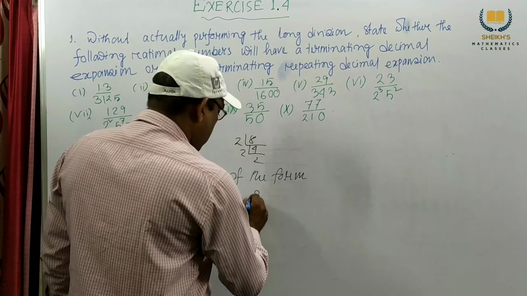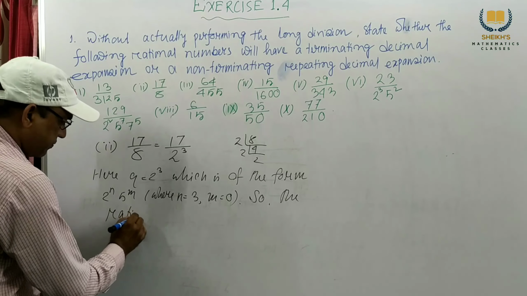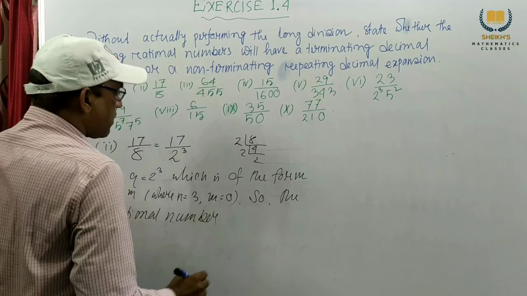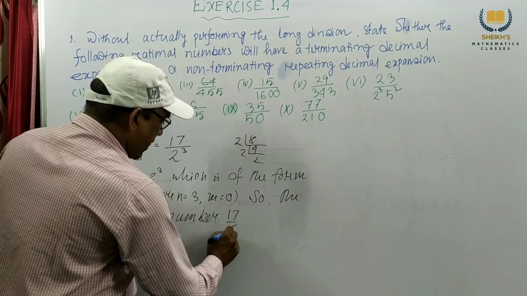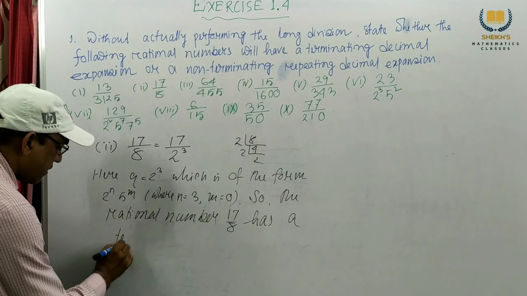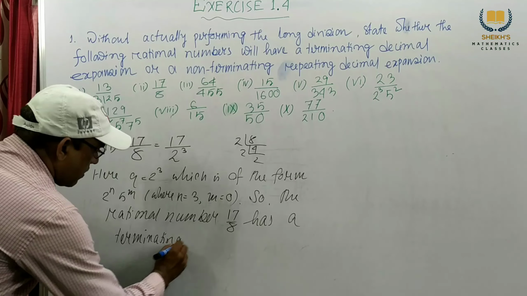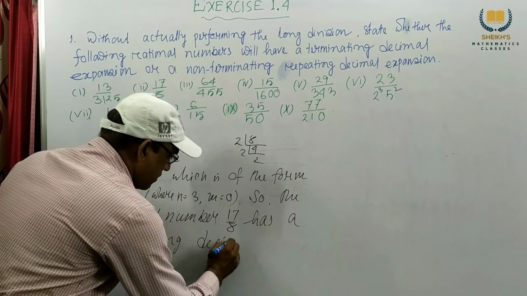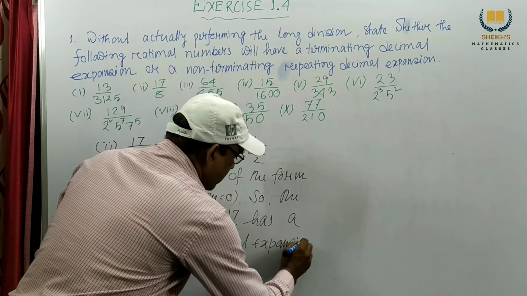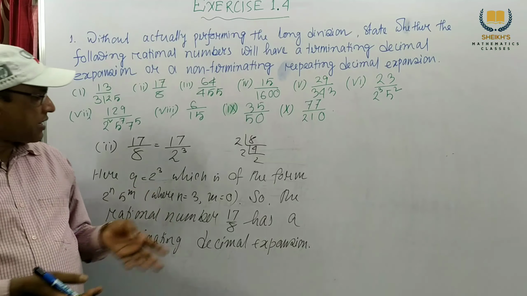So the rational number 17 by 8 has a terminating decimal expansion. So this is our answer. This is terminating. If we divide, ultimately we get terminating.